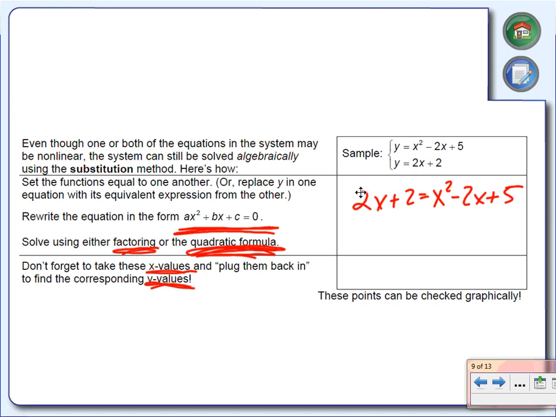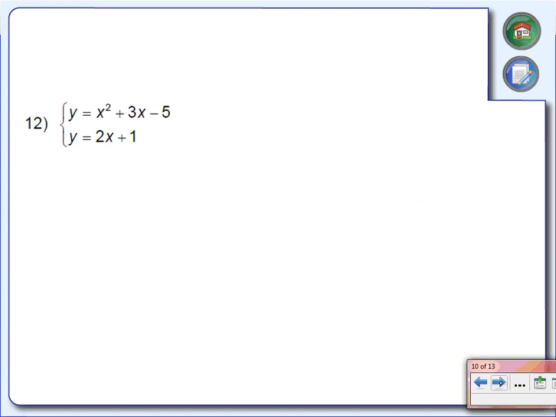All right, let's go ahead and do that. Let's see how this works. How do you solve these algebraically? So here's the first one, number 12. The first thing they told us to do is take the 2 equations and set them equal to each other. So what we're going to do is rewrite this as 2x plus 1 equals x squared plus 3x minus 5. First step, the easiest step: just set them equal to each other.